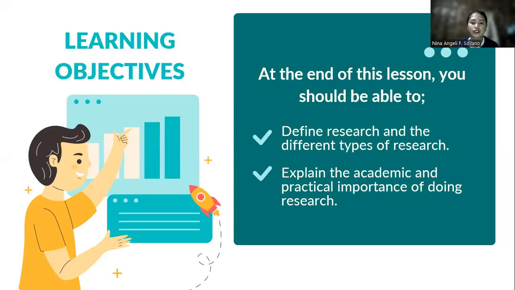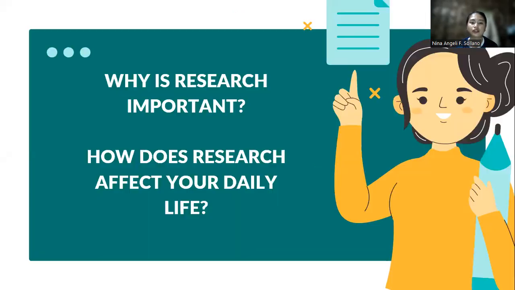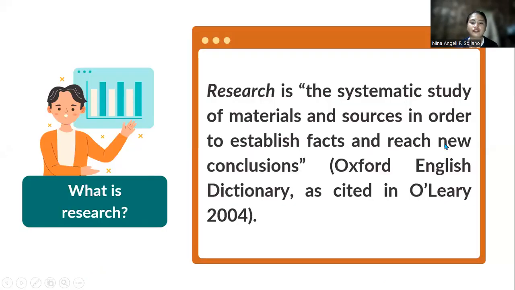So here are the learning objectives. First, at the end of this lesson, you will be able to define research and its different types, as well as to explain the academic and practical importance of doing research. And we will be able to answer this question: why is research important? How does research affect your daily life?